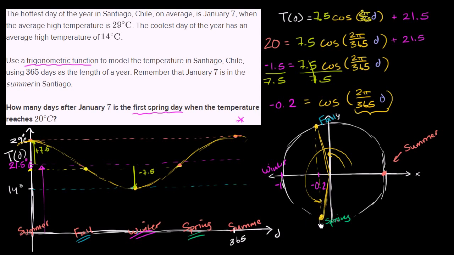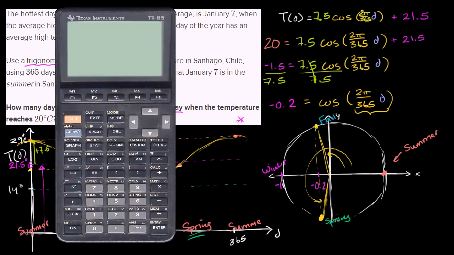So which one do we want? Well, of course, we want the one in the spring. But if we just blindly apply the inverse cosine of negative 0.2, that's going to give us this one. That's going to give us this one right over here. And we can verify that.